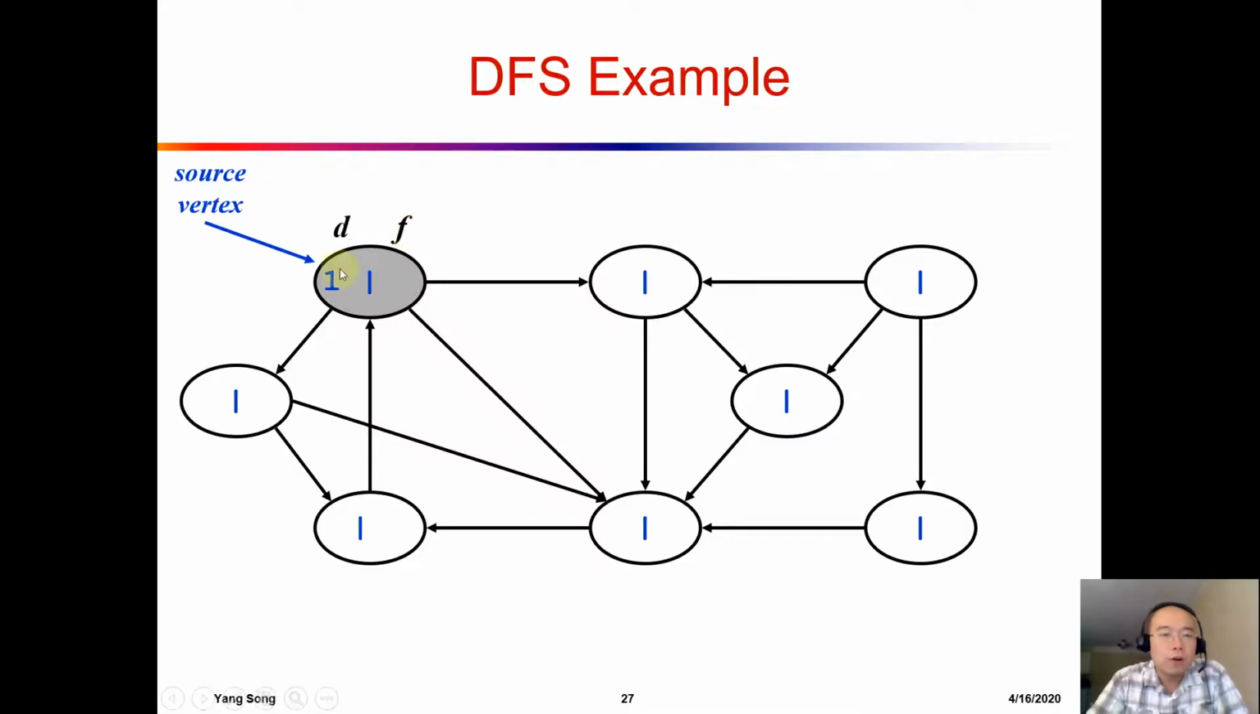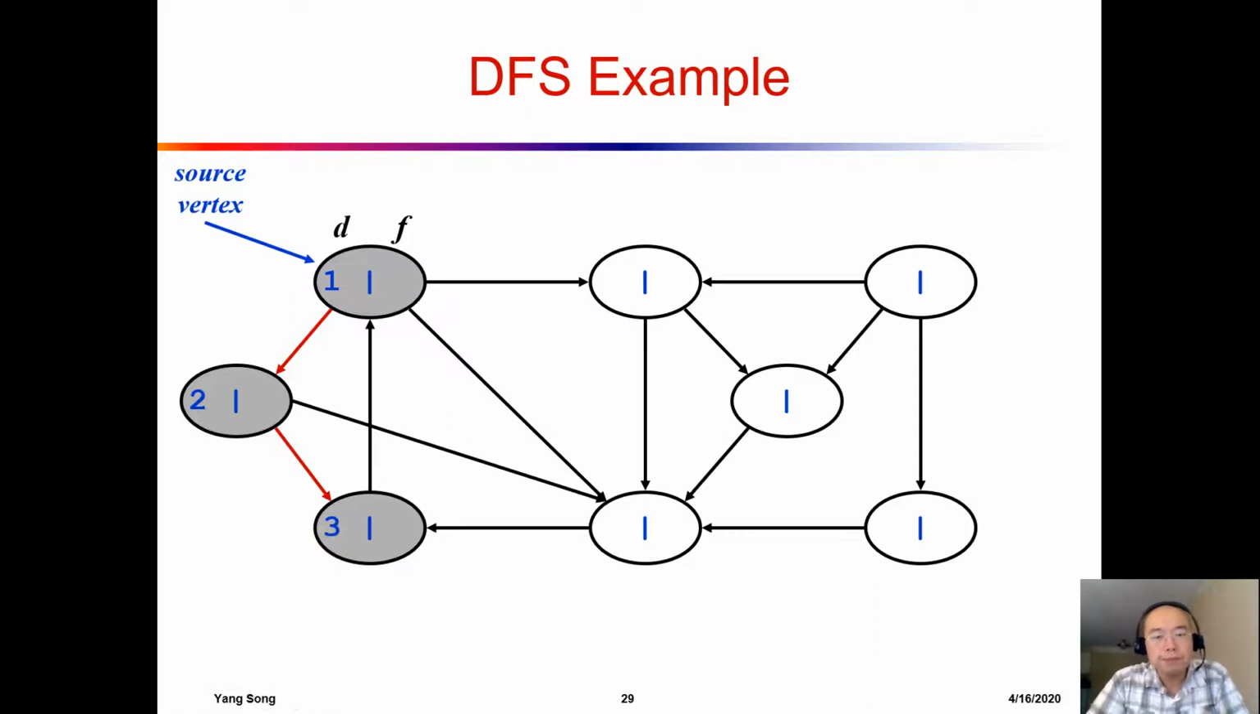Okay, so the d is 1, and then we want to select one direction to go deeper. I decided to go to the left side, and then I discover the second one, and the discovery time will be 2. Is there any way that we can go deeper? Yes, we can. We find this one, and that is 3.